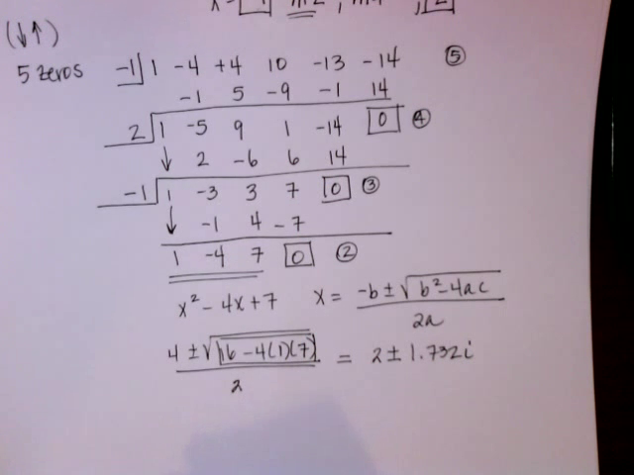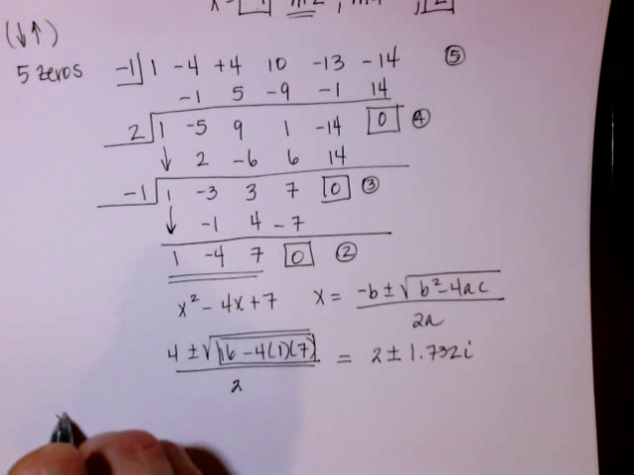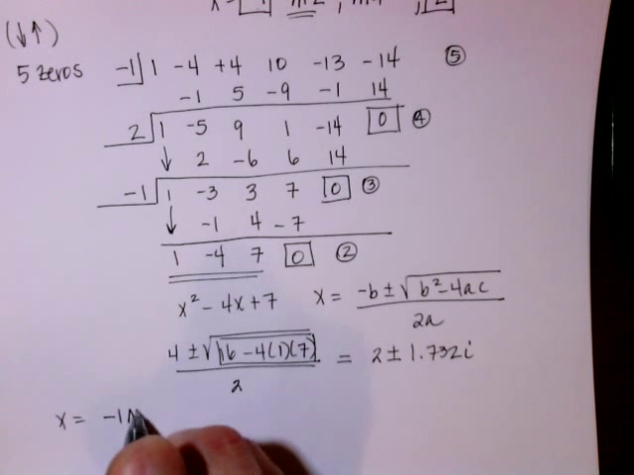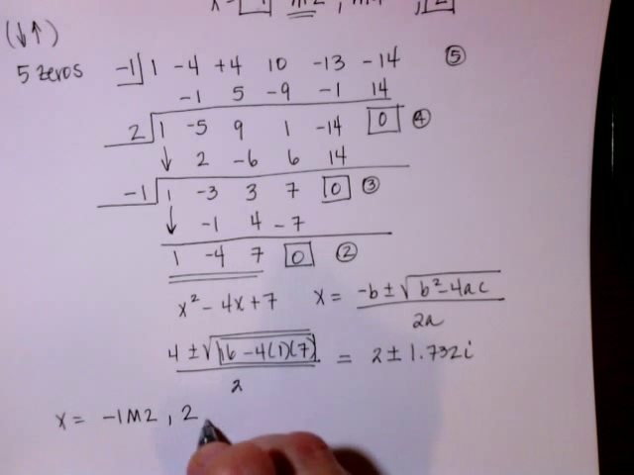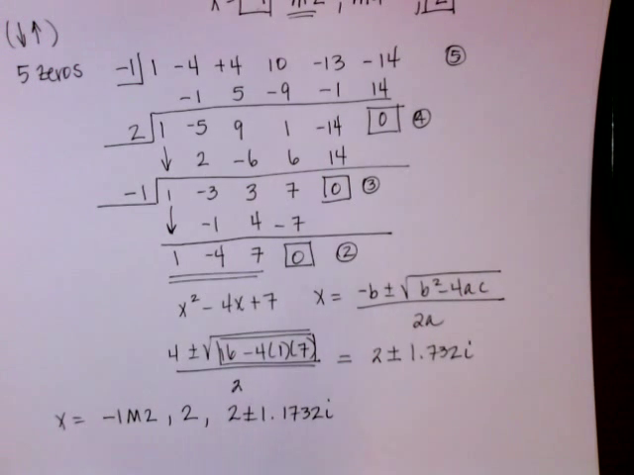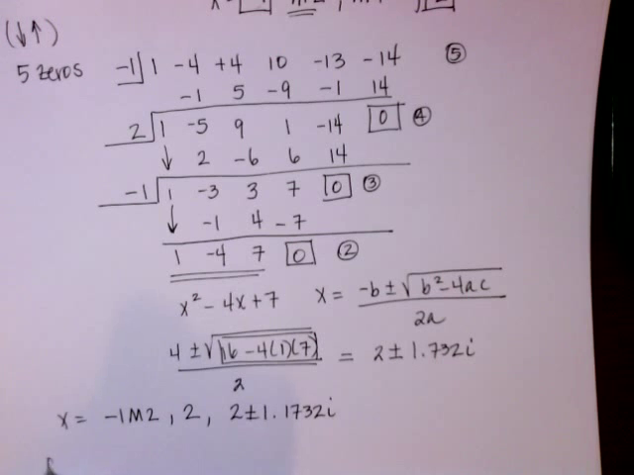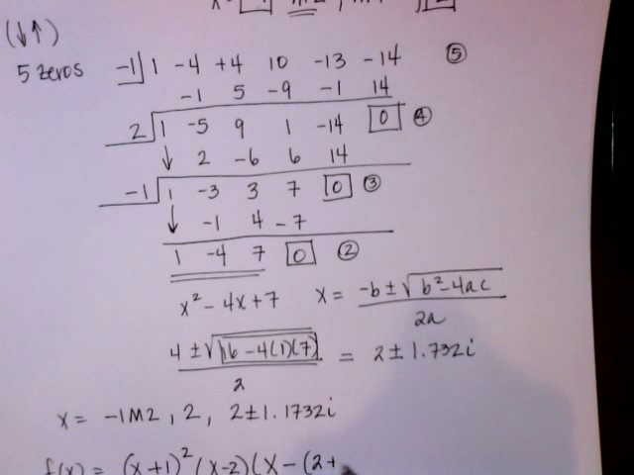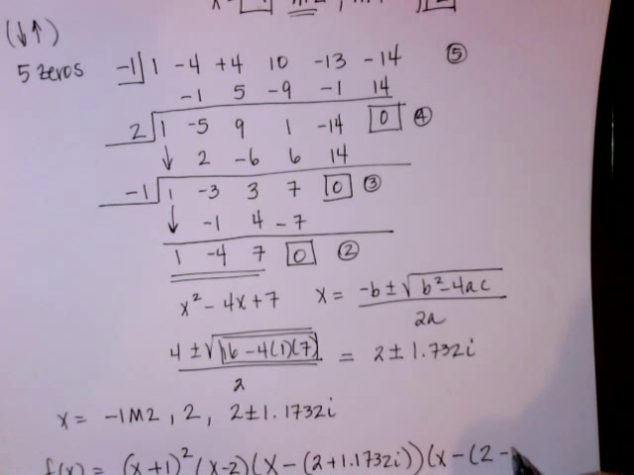All right, so we still need to write our factorization. So now I know that my x's are going to be -1 with a multiplicity of 2, then I had a 2, and then I have my 2 plus or minus 1.732i. So when I write my factors, here's my f of x. It's going to be x plus 1 squared, because it had a multiplicity of 2, x minus 2, and then x minus my factor, 2 plus 1.732i, and then x minus the conjugate, 2 minus 1.732i.